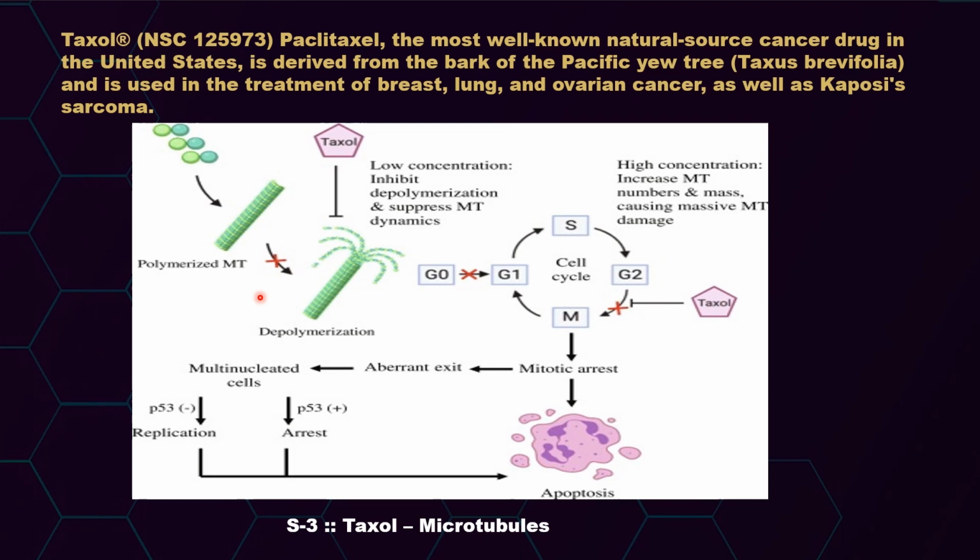So Taxol is directly related to microtubules. Taxol inhibits the depolymerization, and that's how there is a cell division arrest, so mitotic arrest, you can say. So that is what it does.